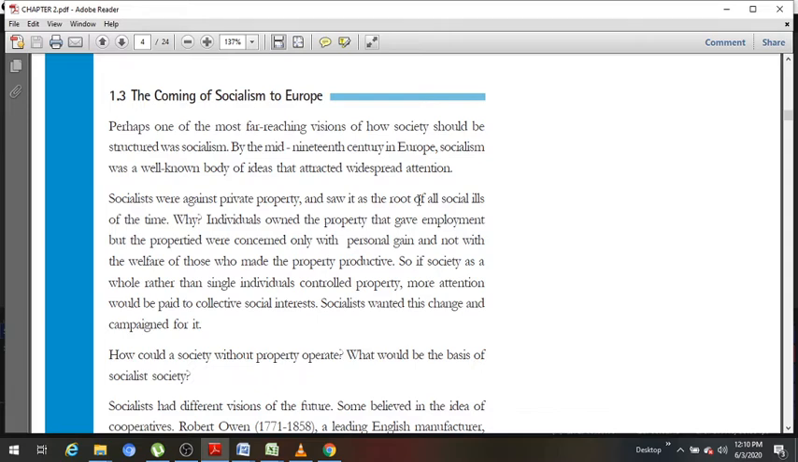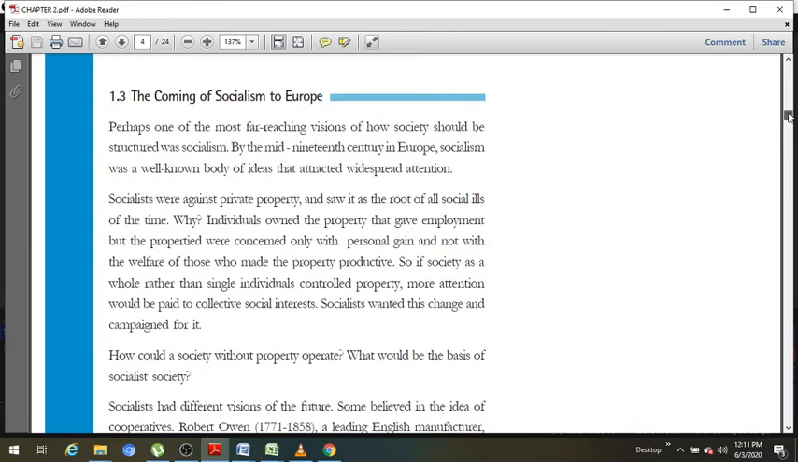If property is concentrated in a few hands, then they will think only for their own welfare. But if property is owned by the community as a whole, there will be greater welfare of society, in the view of these socialist ideas. So they advocated and campaigned for it, and started a movement for it in Europe.